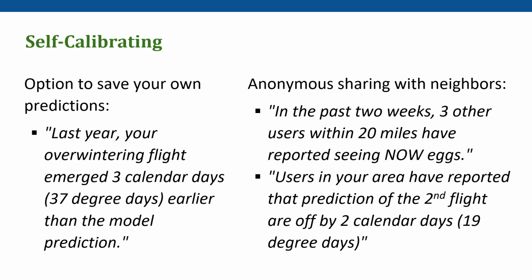Anonymous sharing with neighbors, again, can also be a way to help calibrate or incorporate additional information to help someone decide how to interpret the information they're seeing. And this could be done anonymously, and conveyed in user-friendly terms. Like, in the past 2 weeks, 3 other people within 20 miles of you have reported a biofix event for what you're interested in, and so on and so forth.